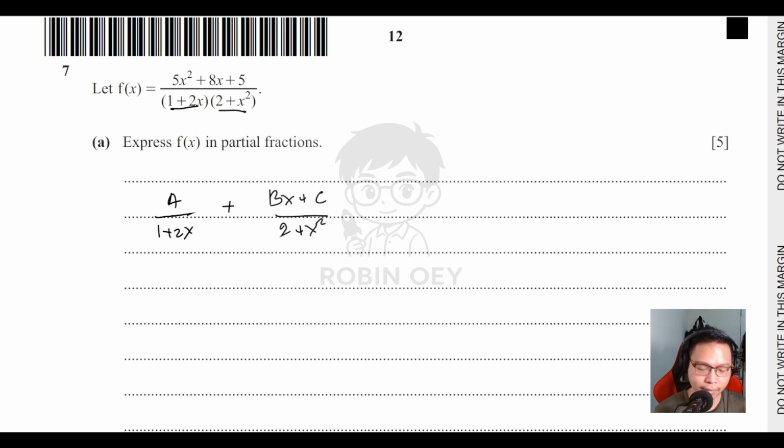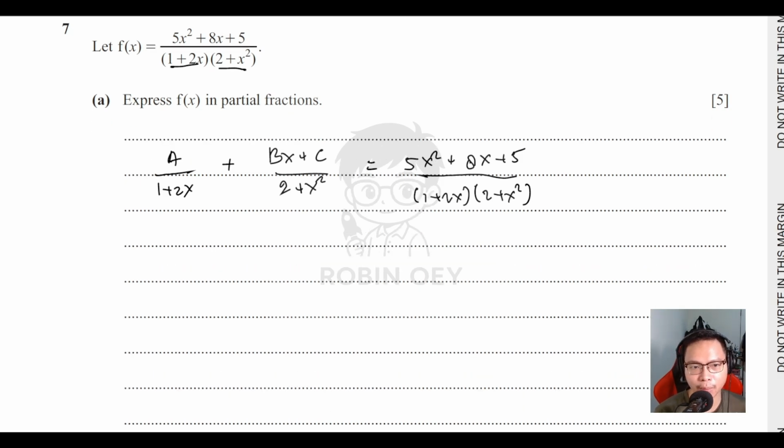Next, this is equals to 5x squared plus 8x plus 5, and then obviously over 1 plus 2x times 2 plus x squared. Now we have to do some cross multiplication. So a times 2 plus x squared plus bx plus c times 2x plus 1, that is equals to 5x squared plus 8x plus 5.